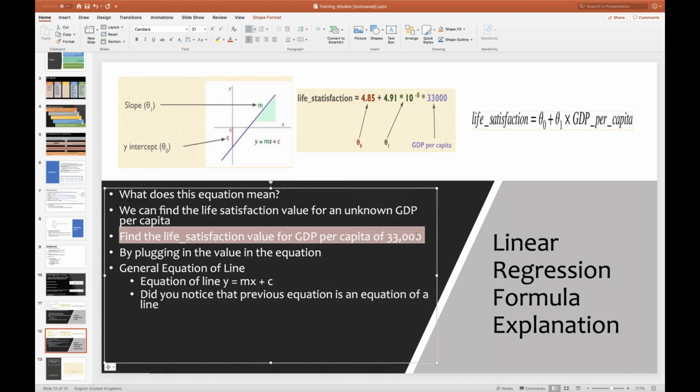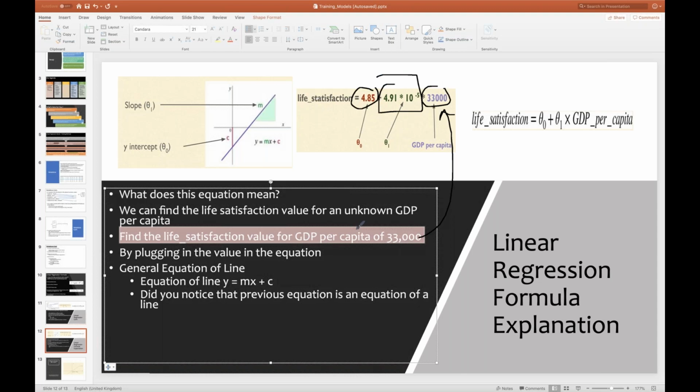Okay, so for example, let's take the GDP per capita equal to 33,000. So what happens here? I have given the 33,000 here. Now, by plugging in the value into the equation, which is theta 0 plus theta 1 times x: my theta 0 is 4.85, as I have been telling you, my theta 1 is 4.91 times 10 power minus 5, and 33,000 is the GDP per capita.